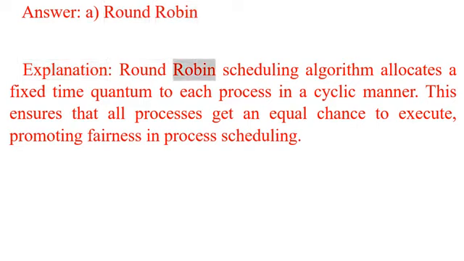Explanation. Round robin scheduling algorithm allocates a fixed time quantum to each process in a cyclic manner. This ensures that all processes get an equal chance to execute, promoting fairness in process scheduling.